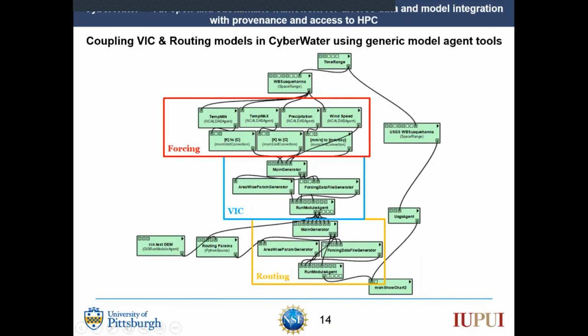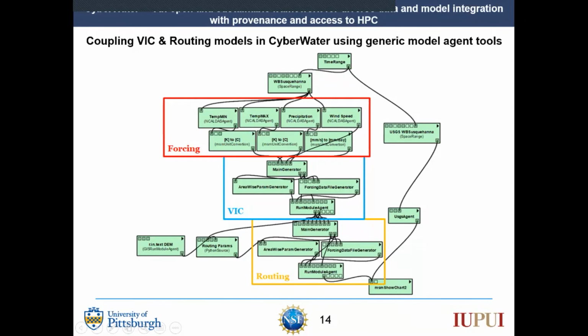By the same token, you construct your routing model agent using our generic model agent tools, and these are the modules that you need to use to construct it. Then you couple them together to couple the VIC and the routing model. One thing I want to draw your attention to is that in these generic model agent tools, there is a module here called run model agent. If you use this run model agent, it means that you execute your model, in this case the VIC model and the routing model, locally on your local machine rather than remotely. After you build this workflow, we want to execute it. Again, in this case, we apply this workflow to study the West Branch Susquehanna River Basin, which is rather large.